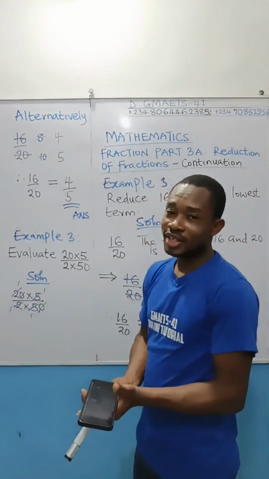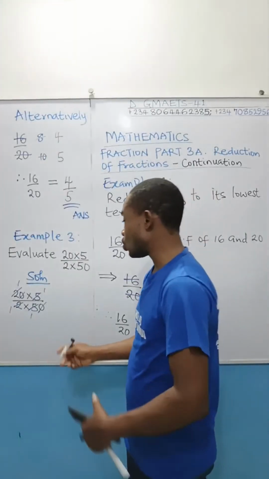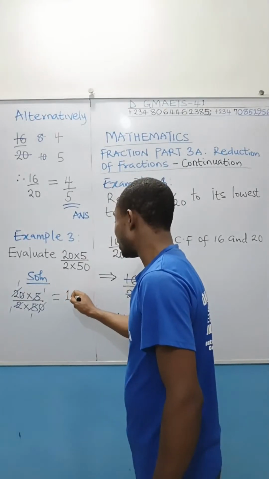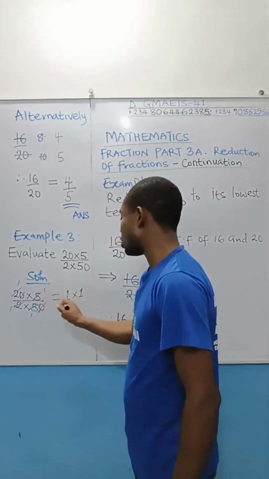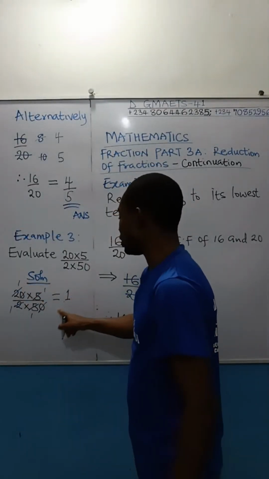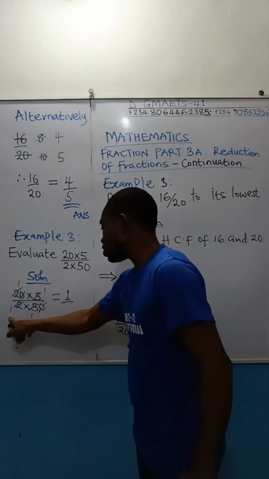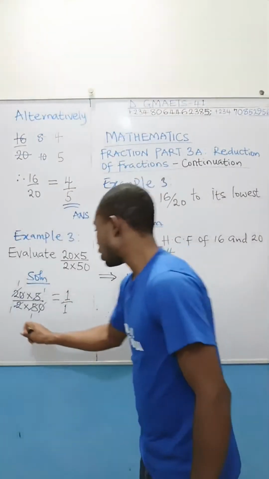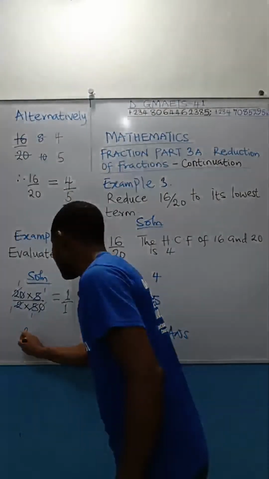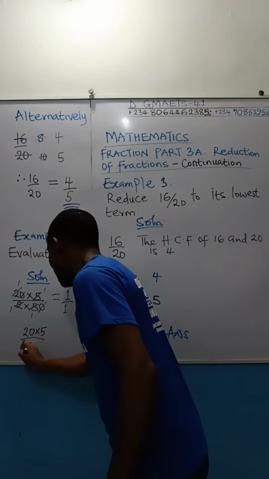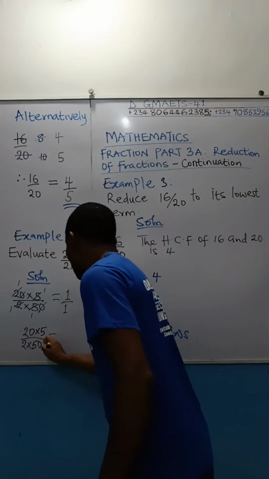See why I told you that this question is an interesting one. So the final result here is going to be 1 times 1 in the numerator. 1 times 1 will give you 1. Over the denominator, you are left with 1 times 1, which will also give you 1. So we conclude, therefore, 20 times 5 over 2 times 50 is equal to 1.